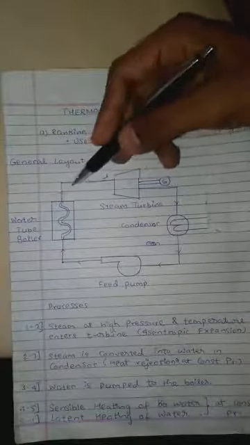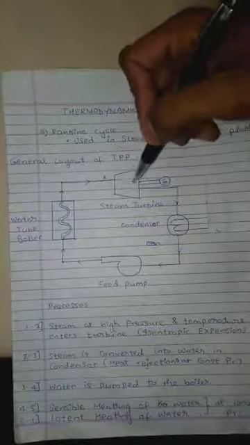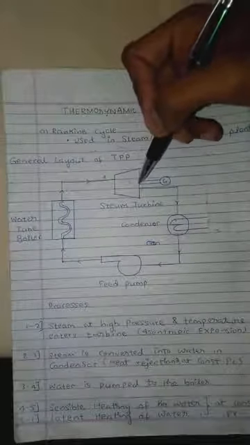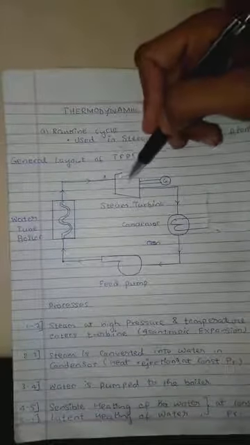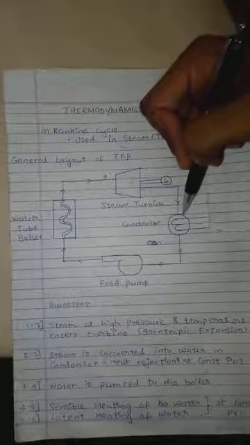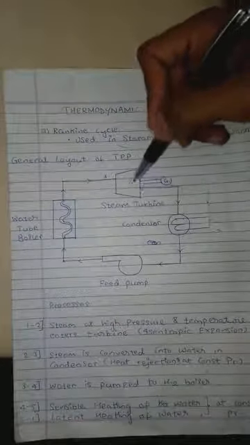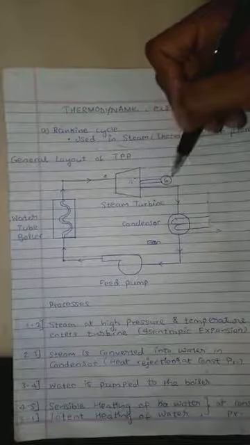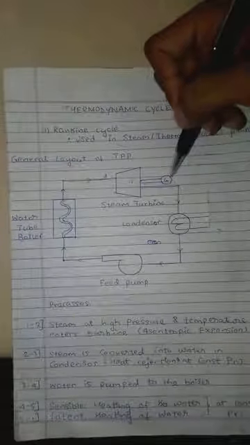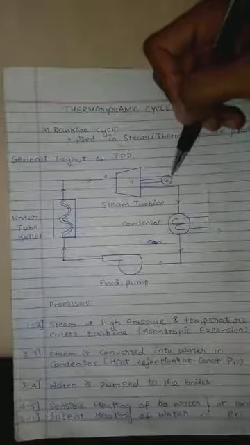Now, from the boiler, steam will enter into the turbine where reversible adiabatic or isentropic expansion of steam will take place in the turbine from boiler pressure to the condenser pressure, and the turbine will give you work output WT. The turbine, you can see, is coupled to the generator, which will convert the mechanical work output from the turbine to the electrical output or electrical power.